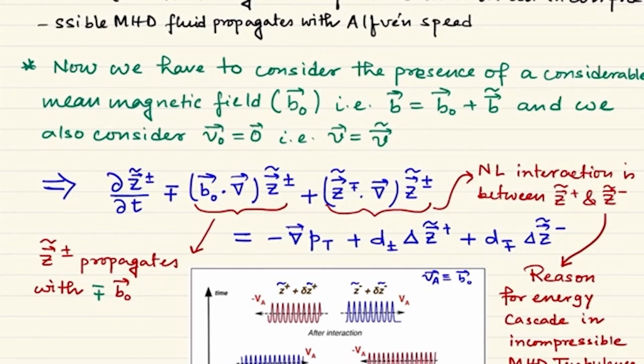So b0 is the equivalent mean velocity, a mean magnetic field normalized to a velocity, but in this case it is equal to the Alfvén speed. Okay, so z plus tilde basically propagates with velocity minus b0 and z minus propagates with a velocity plus b0.